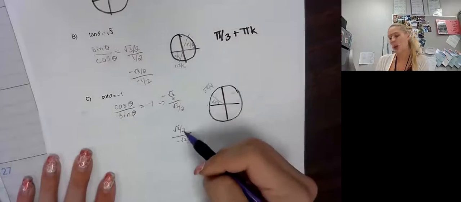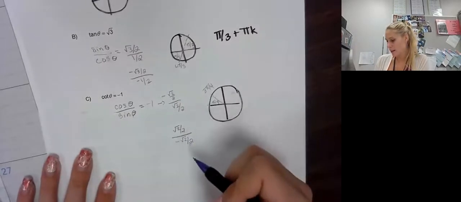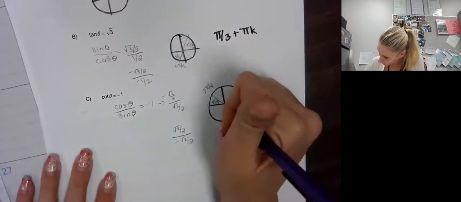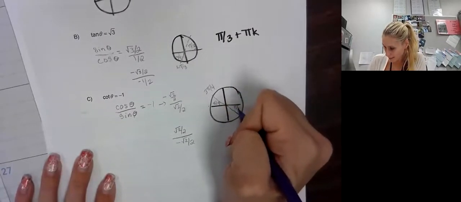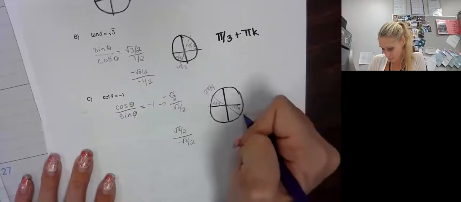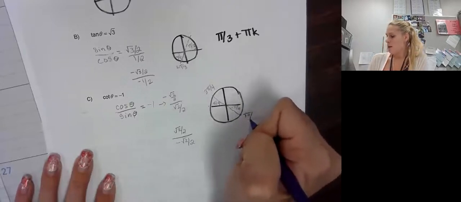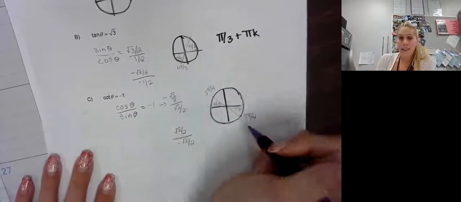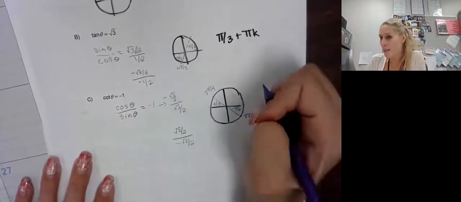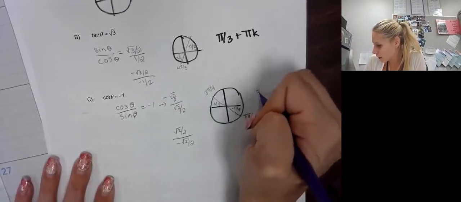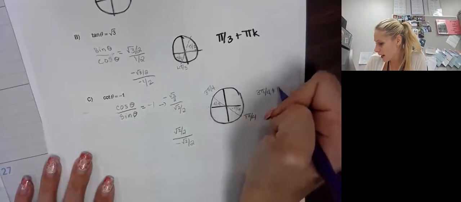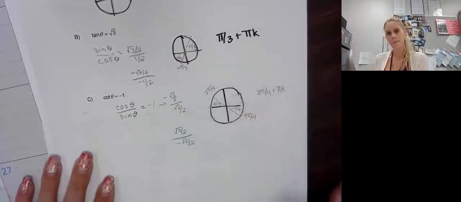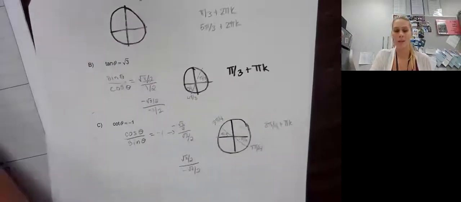So where is cosine positive and sine negative? Right over here. And again, that's negative there, so 7 pi over 4. But this is like our half a circle, so we only need to make one equation for this of 3 pi over 4 plus pi k. Awesome. And now we get every rotation, and we are done with this lesson.